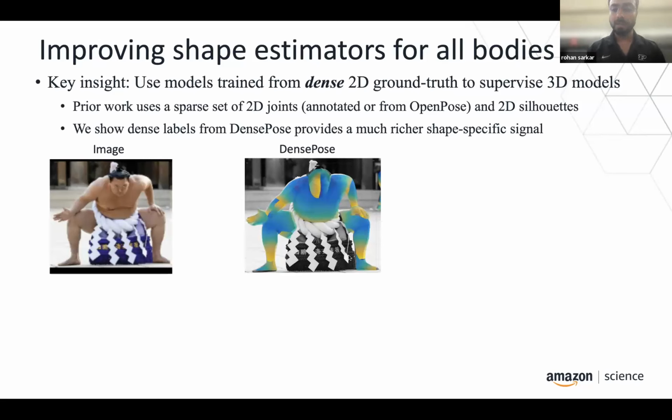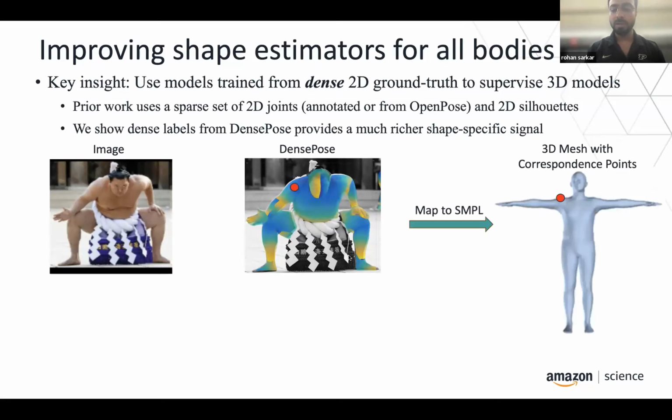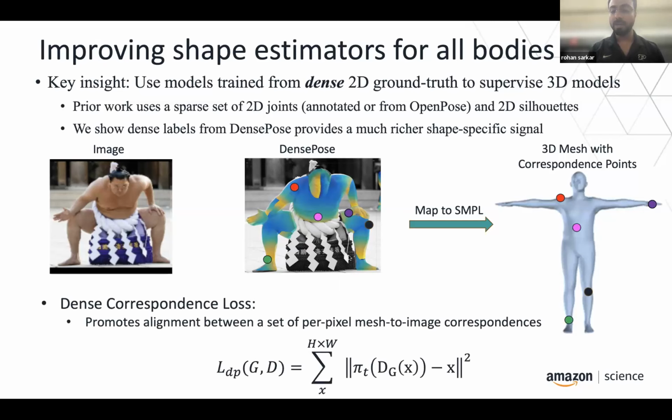Since only pixels on the body have 3D SMPL correspondences, the DensePose model learns to estimate the person's body shape under clothing. For each pixel, we find correspondence points on the 3D SMPL mesh, as shown by the red dot. We can then continue this for all pixels in the foreground of the person and get those dense correspondences. In this example, we show 5 such points. In our work, we propose a dense correspondence loss that promotes alignment between a dense set of per-pixel mesh to image correspondences, and the loss is shown in the equation below.